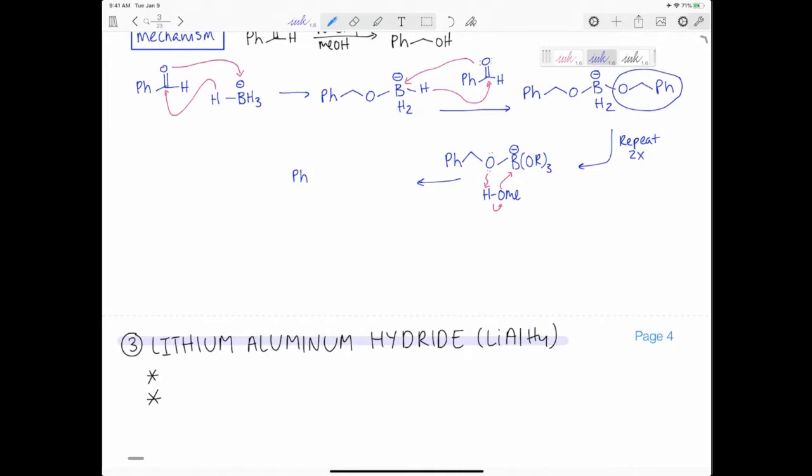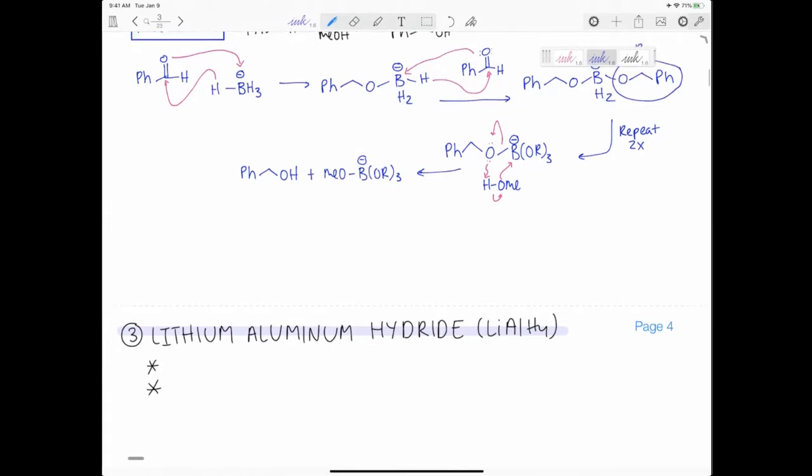Sorry, so once it happens, then this bond breaks off. Okay, so then what we have is our phenol plus the methoxy group that was attached earlier on to the original boron molecule. You see how this is just a proton exchange here, right? This is exactly what methanol does. It's really straightforward, really simple.